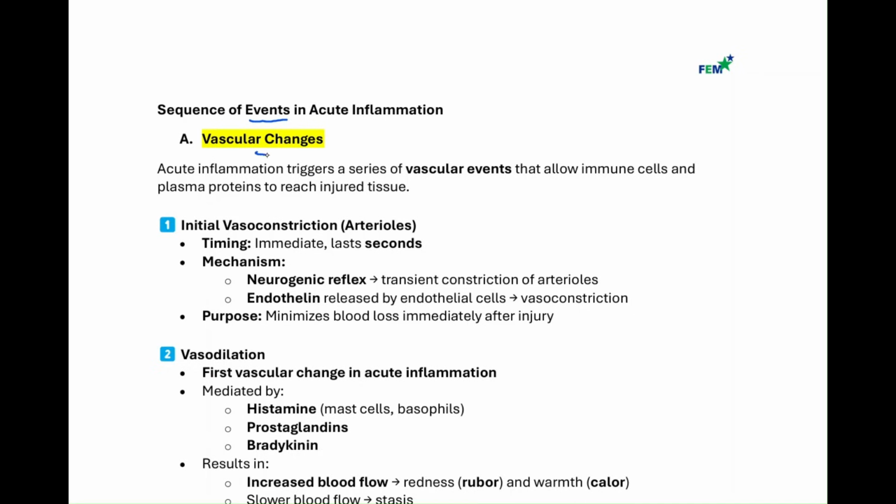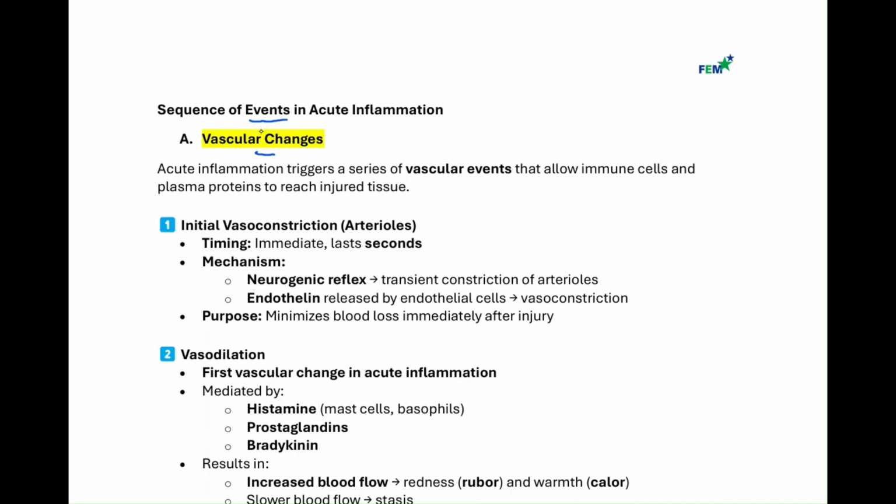So we have the vascular changes that we're going to see with acute inflammation, and then we also have what's going to happen on the cellular level. In this first part, we're going to focus on vascular changes, and after, we're going to talk about what happens at the cellular level.